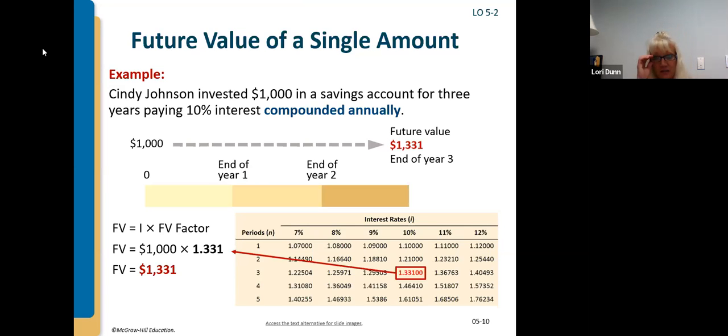What that's saying is the future value of $1 invested at time 0 will be worth $1.331. So if you want to know what $1,000 will be worth, multiply that, we call it the factor, times the $1,000, $1,331. So these tables are great if you can find your answer on the table.